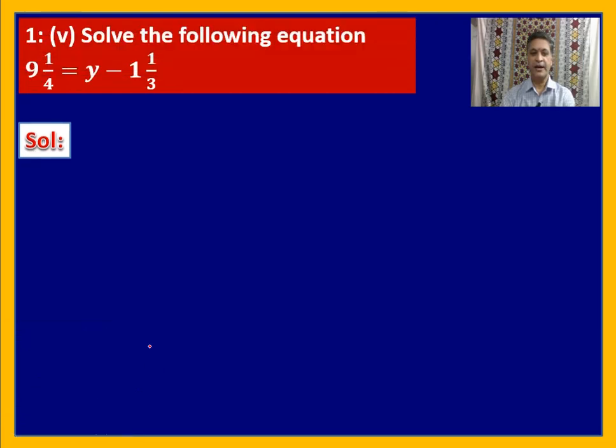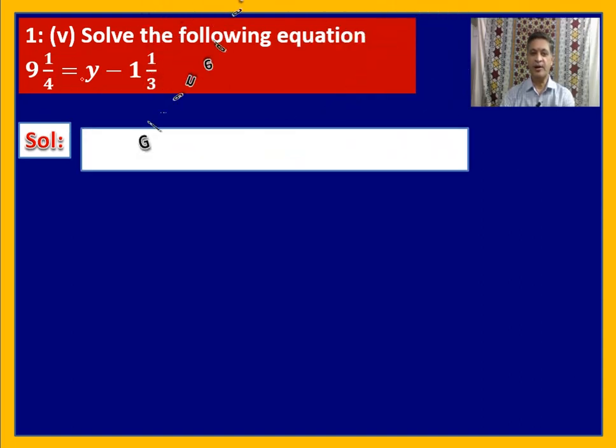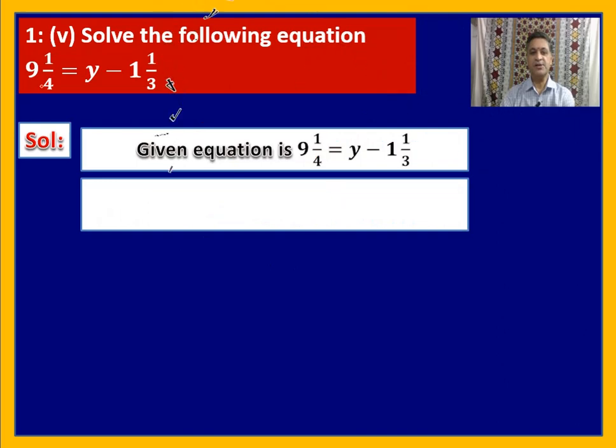Now move to the next slide. So that is the fifth problem. Solve the following equation. 9 1 by 4 is equal to y minus 1 1 by 3. Here the LHS has only a constant term and the RHS has a variable term and a constant term. So these are also mixed fractions. You have to convert these mixed fractions into improper fractions.